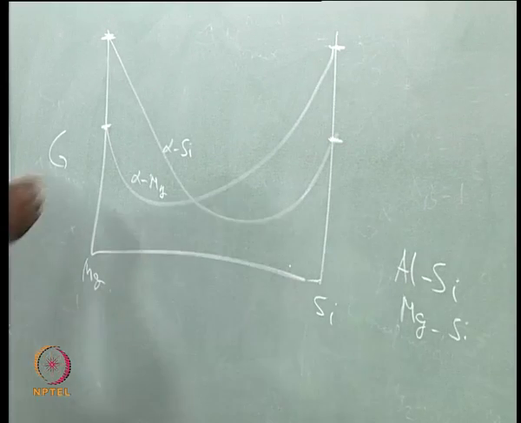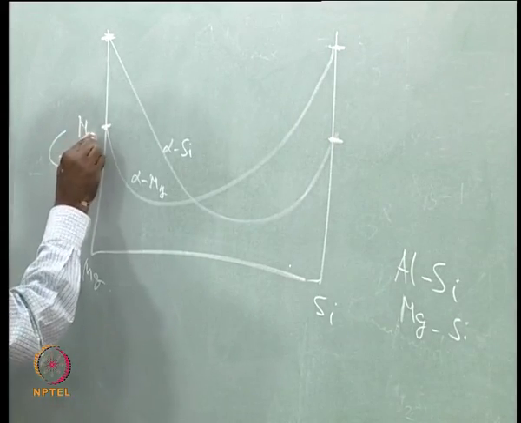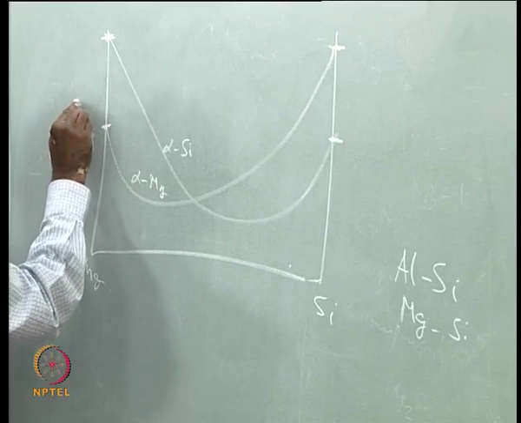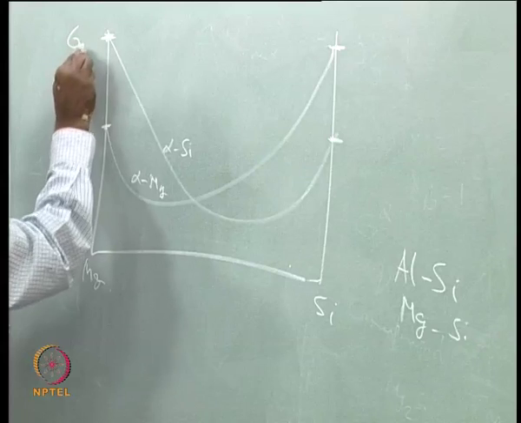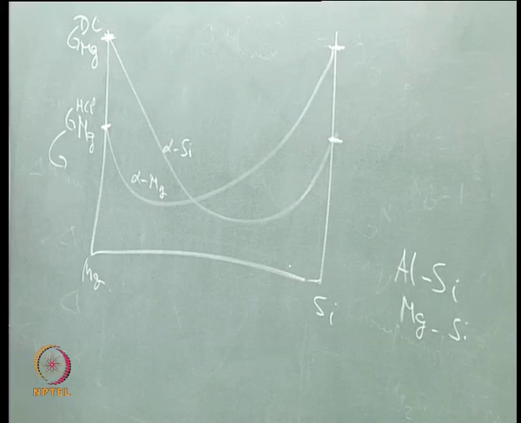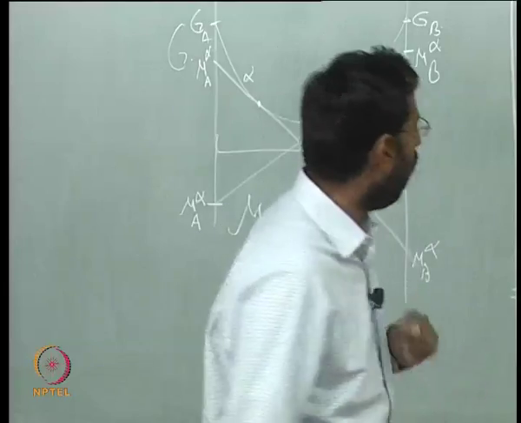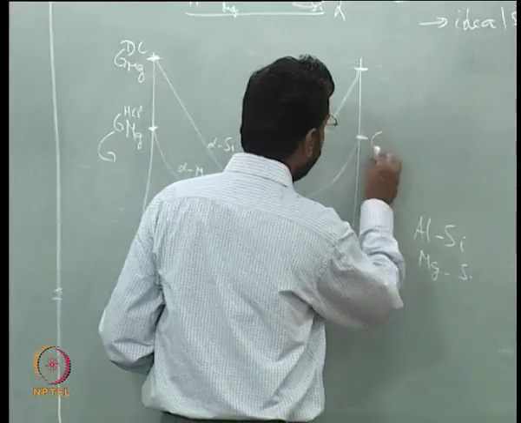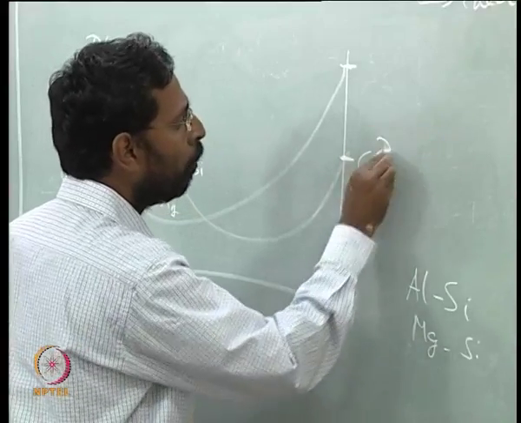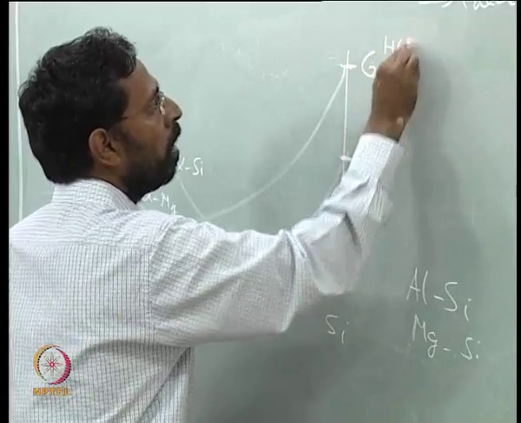Yes, this is the free energy of magnesium in the alpha form, and this is the free energy of magnesium in the diamond cubic form or HCP. When I say alpha, this is magnesium, G of magnesium in the HCP form, and this is G of magnesium in the diamond cubic form. And obviously, the free energy of magnesium in the diamond cubic form has to be higher. And similarly, on this side, this is the free energy of silicon in the diamond cubic form, and this is the free energy of silicon in the HCP form.